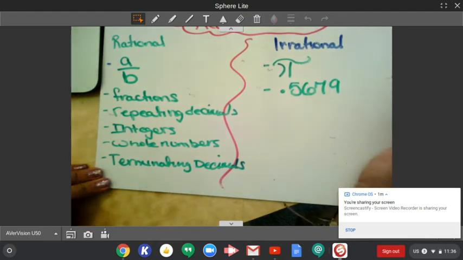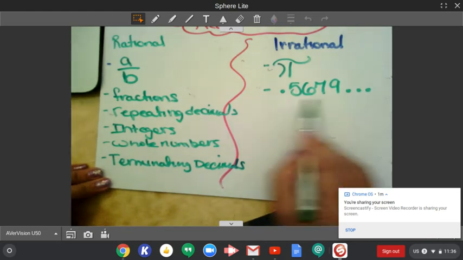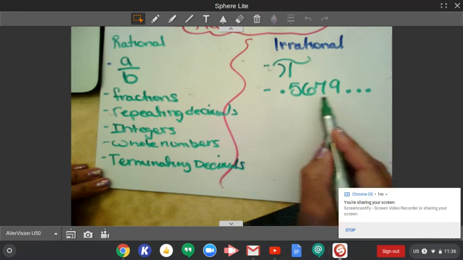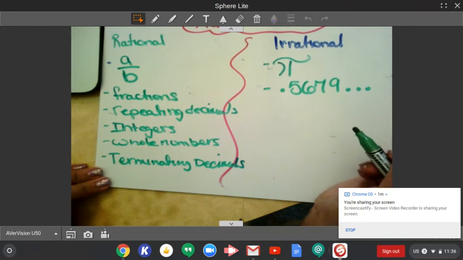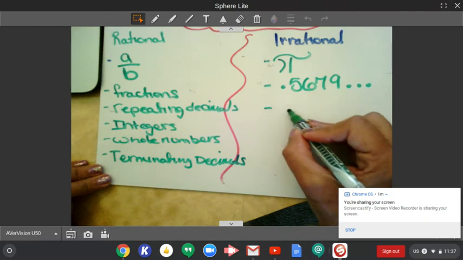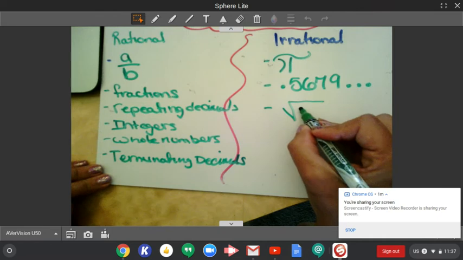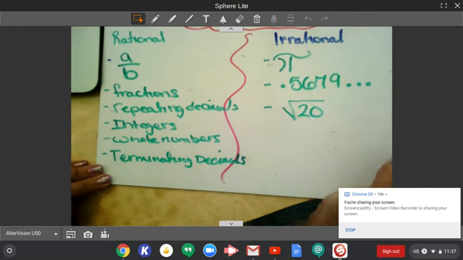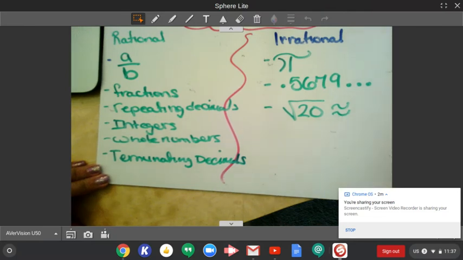Just like pi, which is a non-repeating, non-terminating decimal, if I don't see a pattern, I don't know what comes next. Therefore, this number would be considered a non-terminating, non-repeating decimal. Two other examples of irrational numbers would be a number we cannot find the square root of. For example, the square root of 20. There is no number times itself that gives you exactly 20. So we would have to estimate that number.